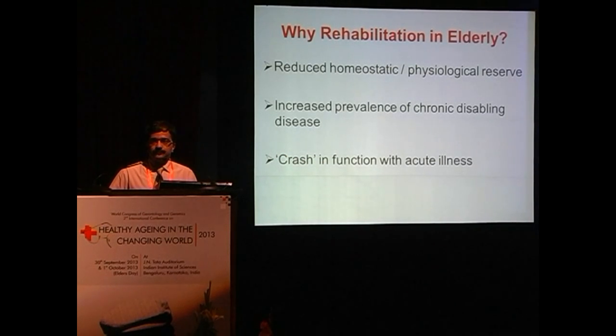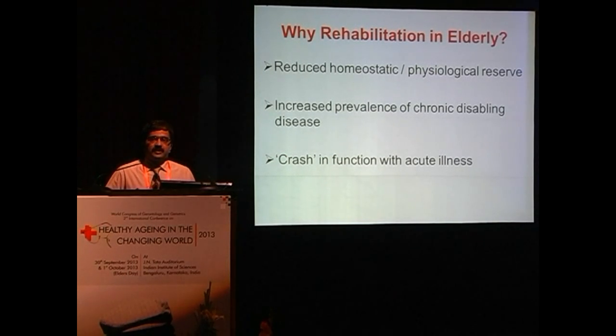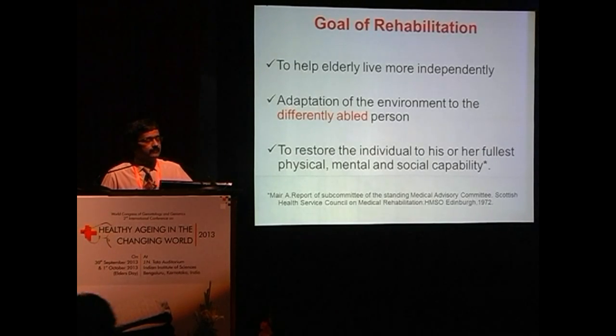So why rehabilitation? How does it differ from the younger population? Because the older population has a low physiological reserve. They have multiple diseases along with it, comorbid conditions. And of course, acute illness leads to a disastrous presentation in them. So all these 3 factors need rehabilitative measures for them to lead a quality of life.